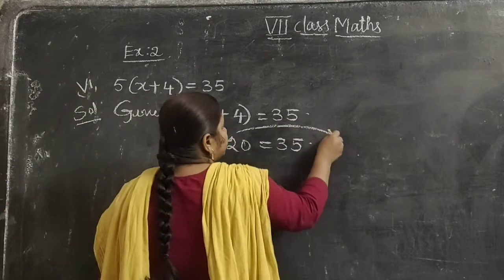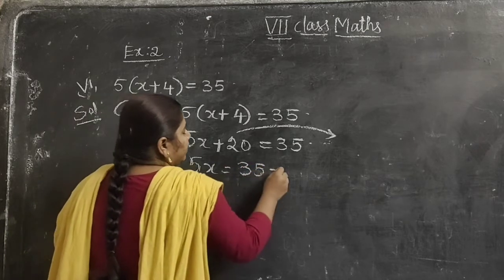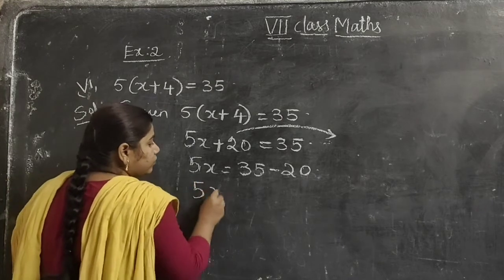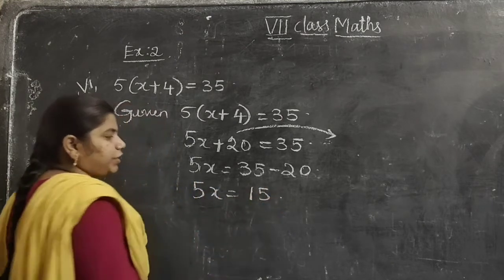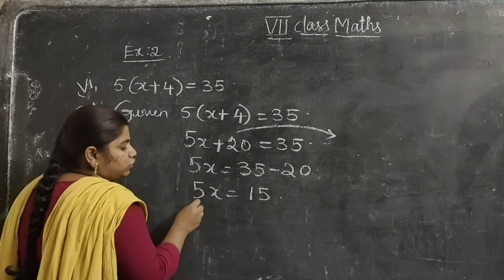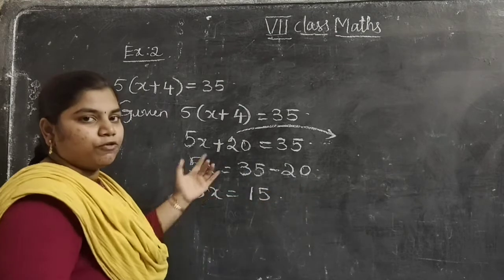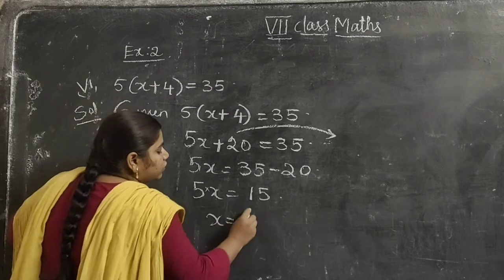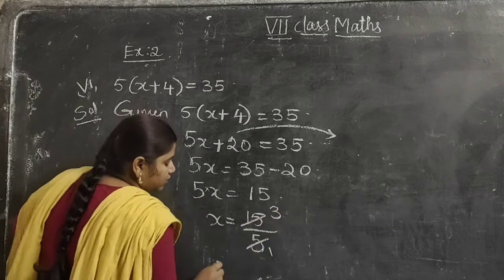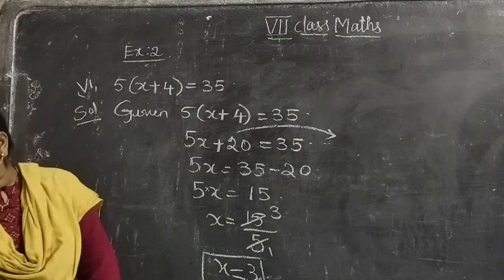I am transposing this plus 20 to the other side, that will be minus 20. So 35 minus 20 will be how much? 15. 35 minus 20 is 15. Now I am transposing this 5 to the other side. What is the relation of 5 and x here? Multiplication. So if you transpose this 5 to the other side, that will be in the form of division. So x is equal to 15 by 5. 5 ones are 5, 5 threes are 15. So what is the x value here? The x value is 3. And also we have to verify.